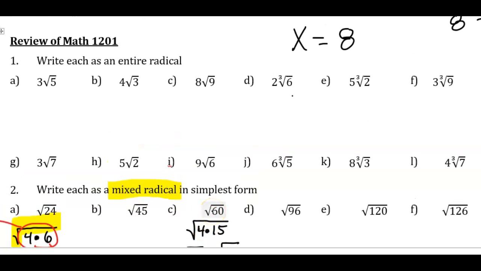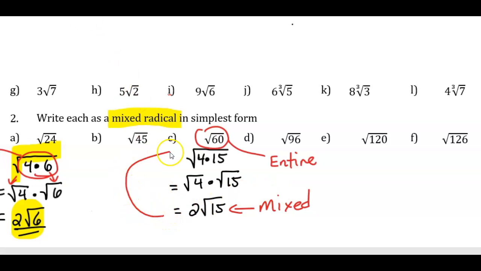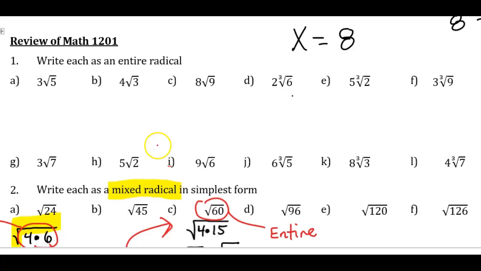Your other option in question 1 is to write them as what's called entire radicals. So in this question 2, we started with entire radicals. So we start with what's called an entire radical, and we change it to a mixed. Well, in question 1, we want to change it back to an entire radical. So here, we have 3 square root of 5. So I want you to take that 3 and you're going to force it back underneath the radical sign.